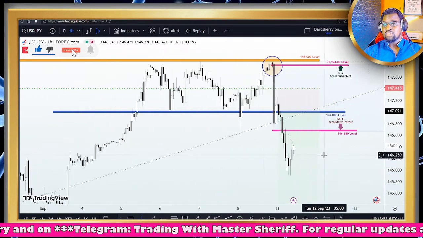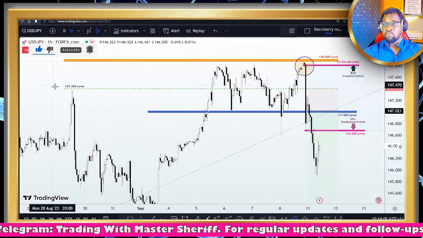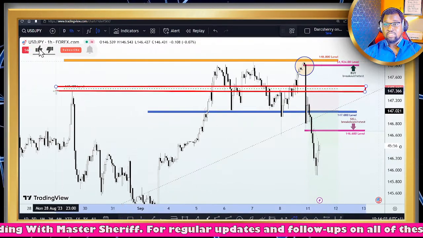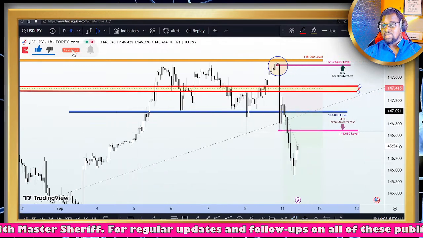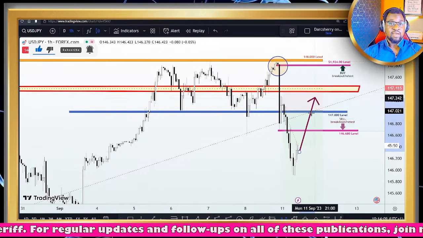Then one thing I would like to say here is this level at the 147 area, which of course will be 147.100. So price could still come into that area to retest it. So let's see what happens here. I will be giving an update.